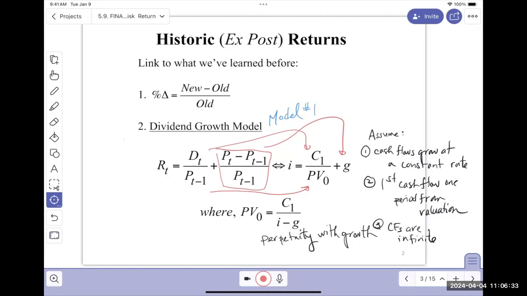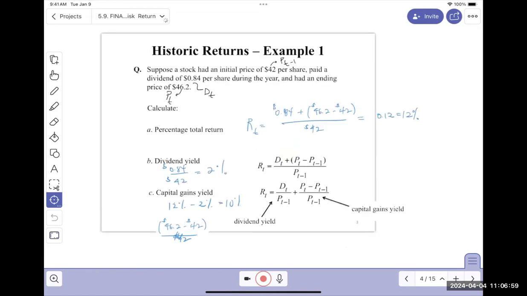Questions? You're going to learn 2 other ways of estimating the rate. So I'll just call this model 1 or dividend growth model. All right. No questions? So I can continue.